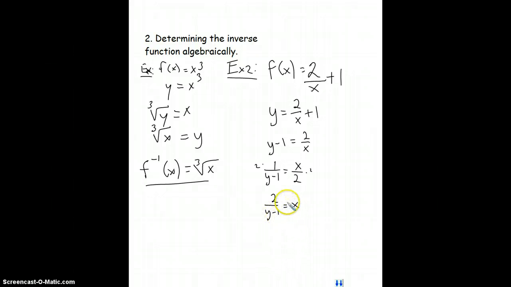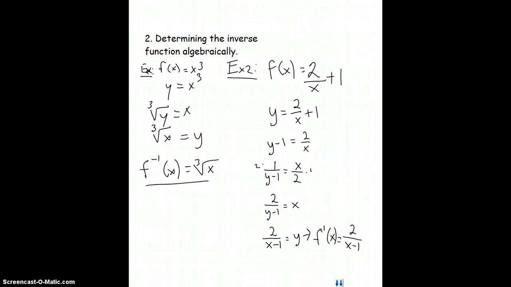Now that we've solved for x, we switch the x and the y, and we have 2 over x minus 1 equals y. And now we just change this to our inverse notation, f with the negative 1 on top, so that's inverse. The inverse function of f of x is equal to 2 over x minus 1.